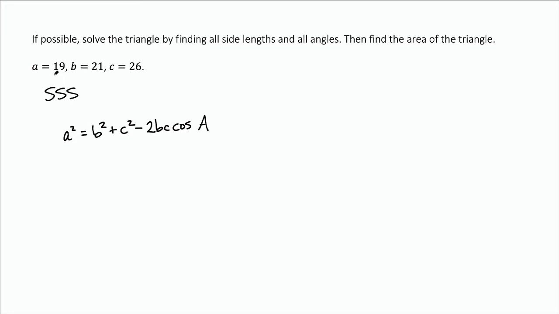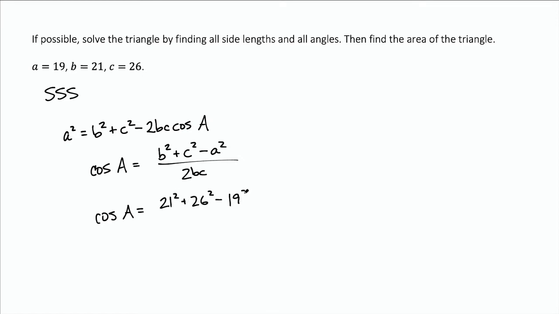So I have the side a, the side b, and the side c, so I can get the angle A. An alternate version of this formula is if you solve for cosine of A, you get b squared plus c squared minus a squared over 2bc. And so we can plug in those three sides here, and we get cosine of A equals 21 squared plus 26 squared minus 19 squared over 2 times 21 times 26.